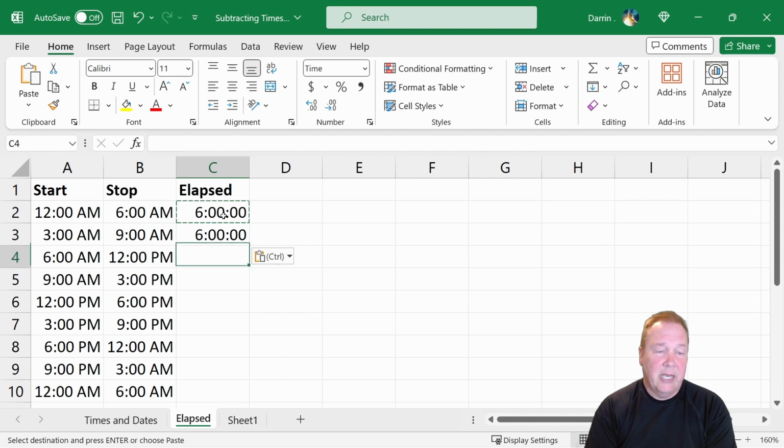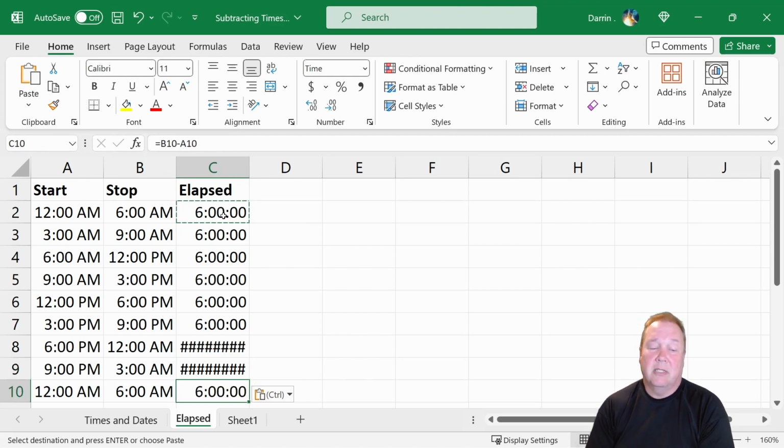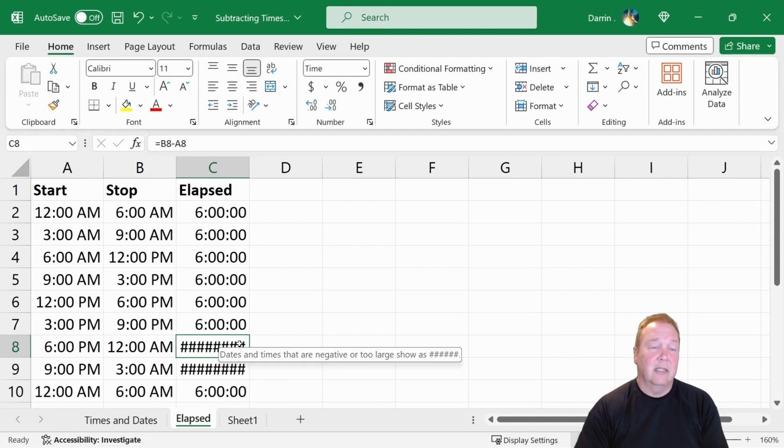From 3 a.m. to 9 a.m. is 6 hours, 9 a.m. to noon, 6 hours, 9 a.m. to 3 p.m., 6 hours, noon to 6 is 6 hours, 3 to 9 is 6 hours, 6 p.m. to midnight doesn't exist. 9 p.m. to 3 a.m. doesn't exist. But then we go back to 12 a.m. to 6 a.m. does exist again. So we know from the previous sheet that what's going on here is that this is generating a negative number.